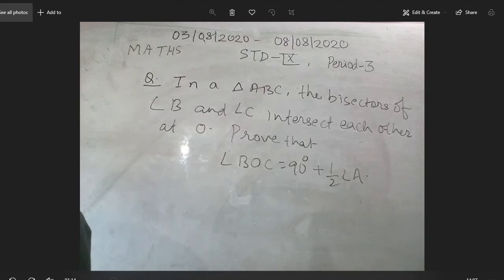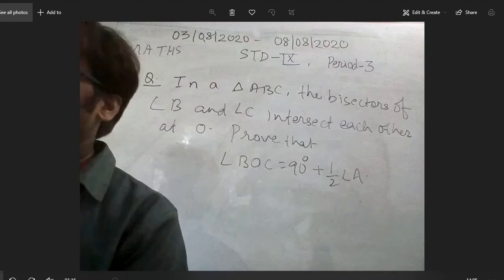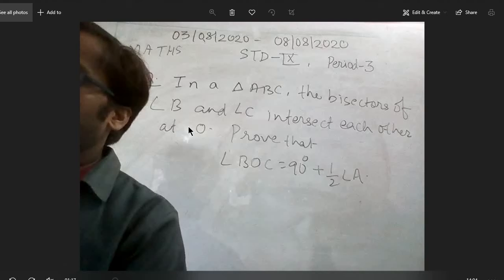This is the question: in a triangle ABC, the bisectors of angle B and C. Now see that internal bisectors have come. The bisectors of angles B and C intersect at O. Then prove that angle BOC is equal to 90 degrees plus half of angle A. So let us watch how we have found that.